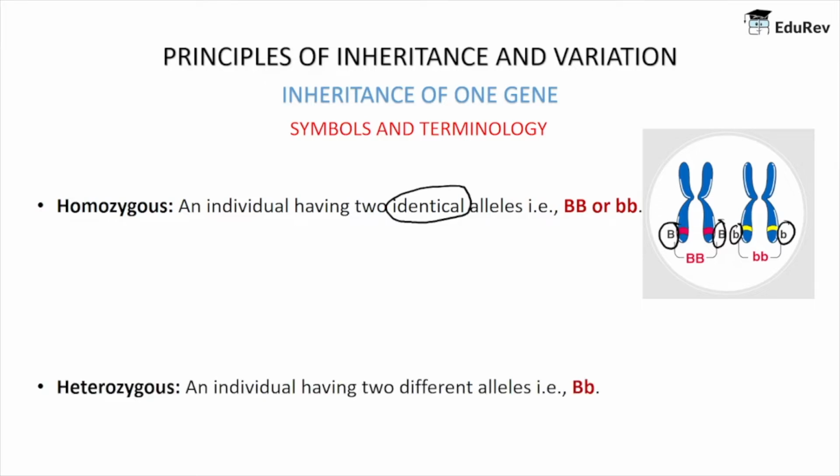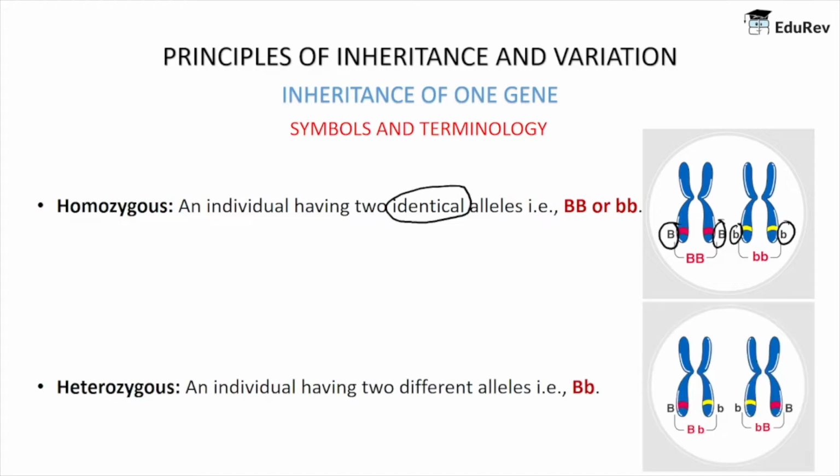Next one is heterozygous. Heterozygous chromosomes are when an individual has 2 different alleles, that is, the chromosome will have capital B or small b in the same location. These 2 are different. Capital B and small b on the same chromosome are different types of alleles which are present, and that is why this chromosome is known as heterozygous chromosome.